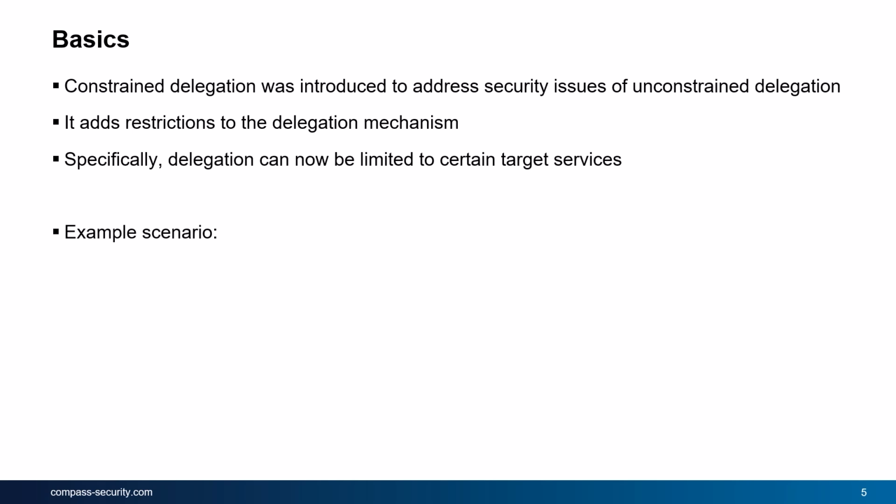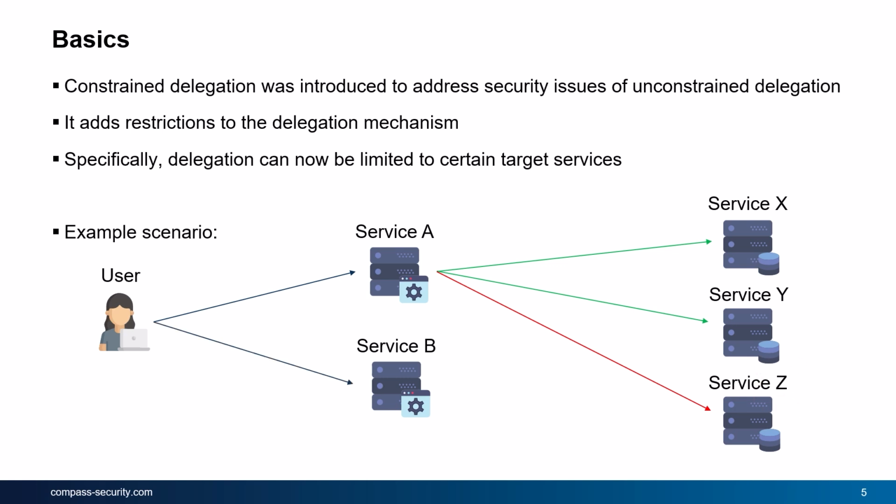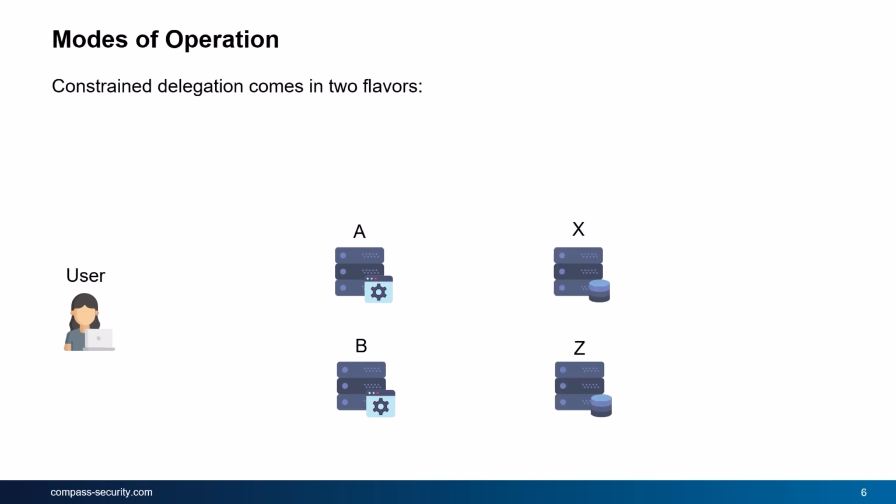So if we look at that in an example scenario, we might have a user, we have some front-end services A and B, and we have some back-end services X, Y, and Z over here. Now with a user accessing service A and using constrained delegation, we might want to configure so that service A can only delegate against service X and Y, but not against service Z. And in another way, if the user connects to service B, the configuration might allow delegation to one backend service, but not the other. That is essentially what can be achieved with constrained delegation.